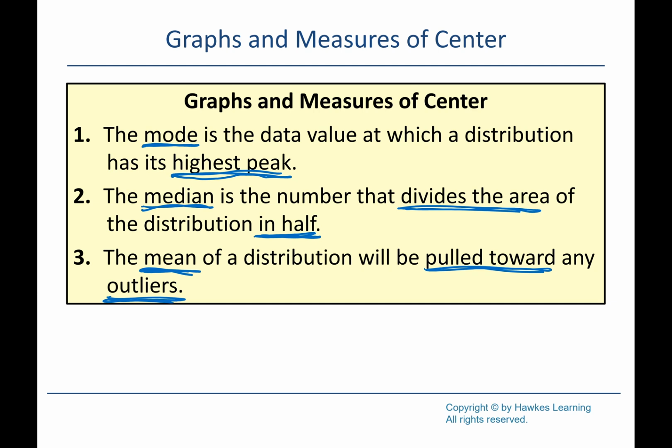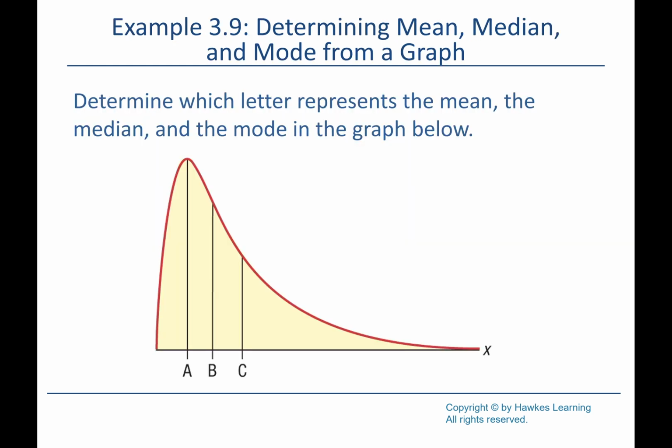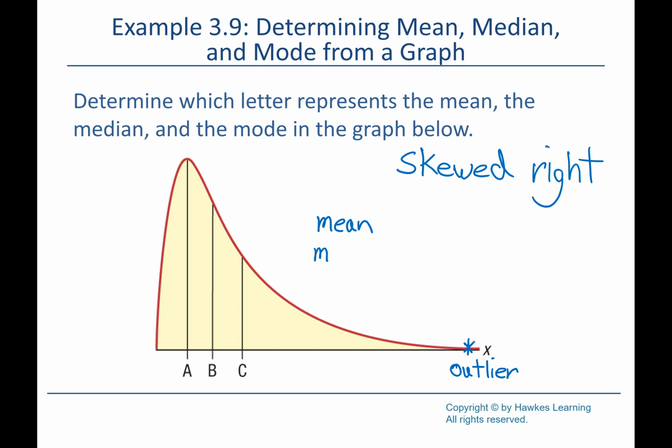So let's look at one. Look at this graph. First of all, think about what we would call the general shape. Here we have a skinny tail on the right side, so this would be skewed to the right, or skewed right. The reason we have this skinny tail on the right is that somewhere on the right side we have at least one outlier. So if we go back to our definitions, we want to figure out which letter is the mean, median, and mode.